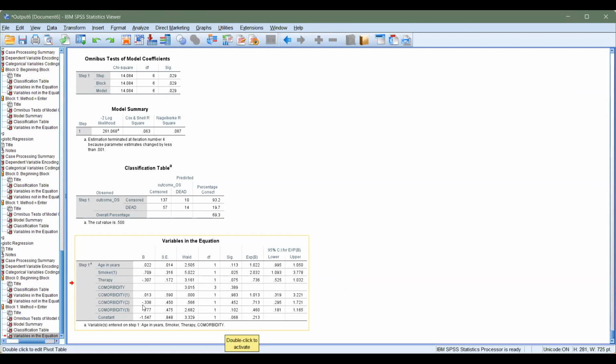Then comorbidity, if somebody is having diabetes, they are having more risk, because this is going more than 1.